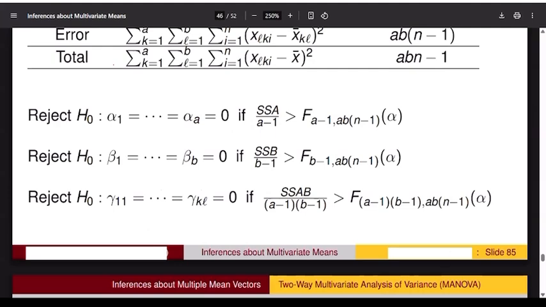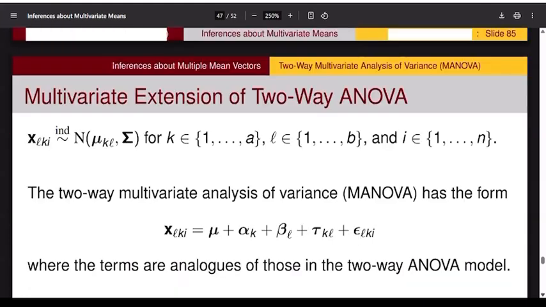But you know what? We actually want to extend this to the multivariate version. Extending this to the multivariate version means that we are no longer going to have just one dependent variable. We actually want to have more than one dependent variable, but we are still retaining two categorical factors.